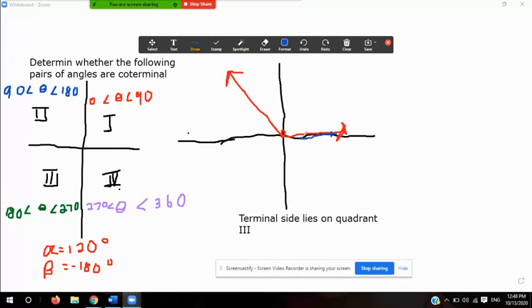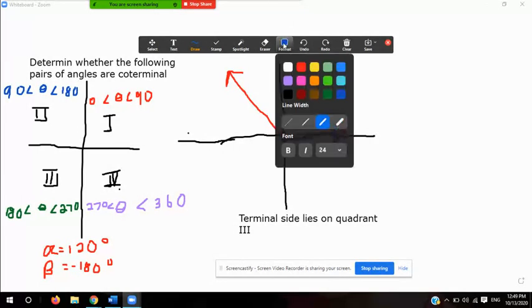So the negative 180 also has to start on the positive x-axis because they are in standard position. Now, the difference lies in where the terminal side would be. Negative 180 indicates that there is in fact a positive rotation. I mean a negative rotation. So that means that it's moving clockwise.